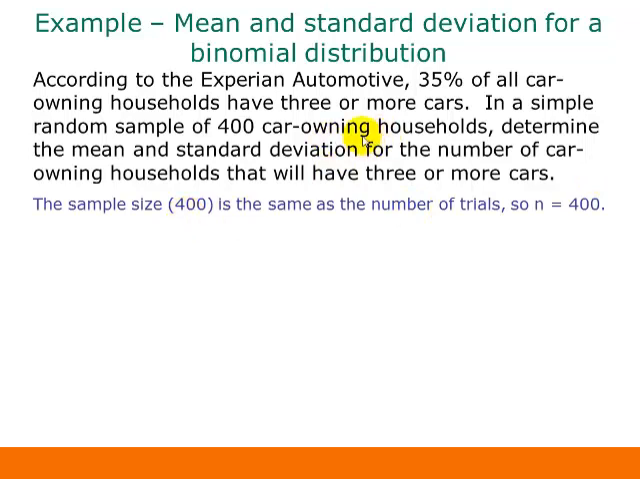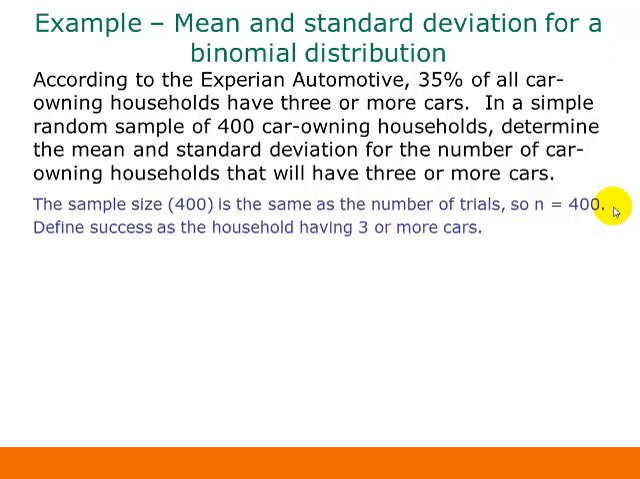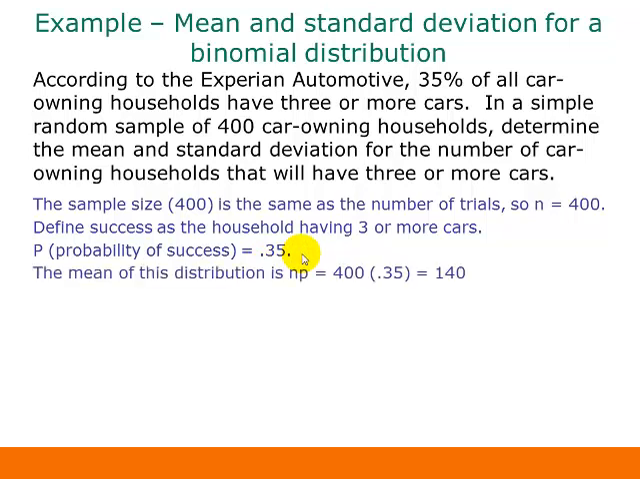So in this one, we do have a binomial experiment. In this one, our sample size is the same as our number of trials. So our n is equal to 400. And again, we're going to define success as the household having 3 or more cars. Our probability of success on any one trial is 0.35. So we can calculate the mean or the expected value for this distribution. It's just n times p, or 400 times 0.35, and that gives us 140.